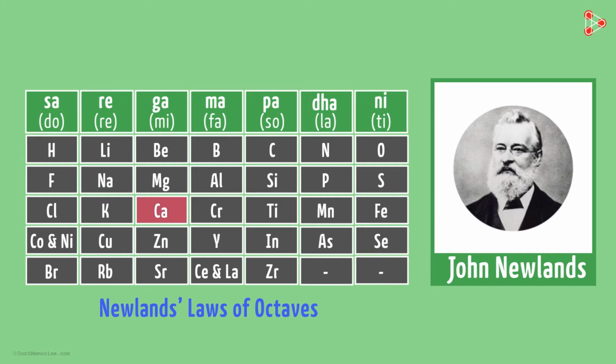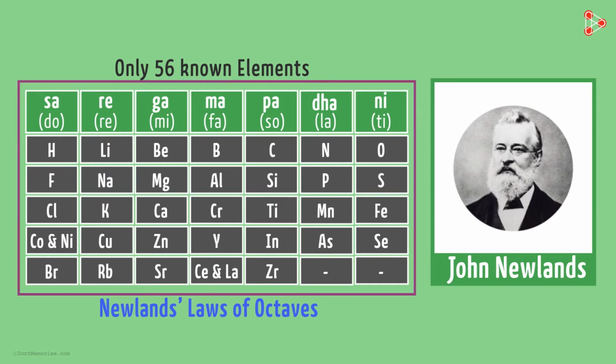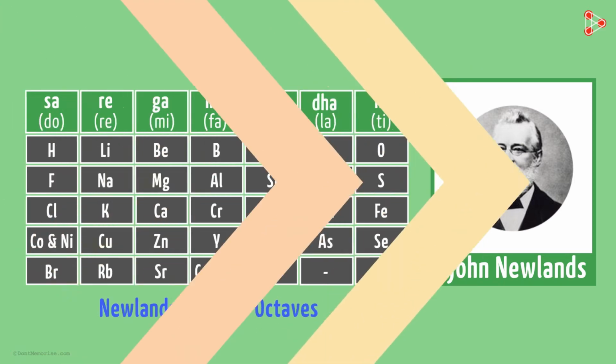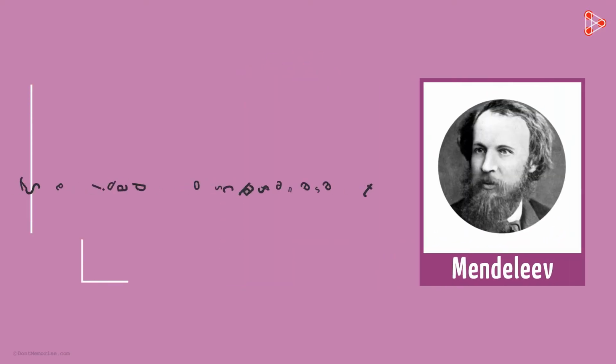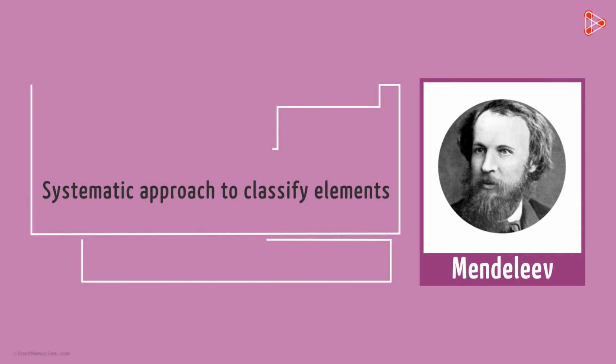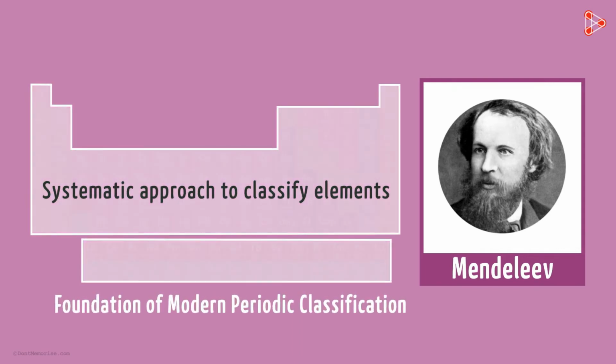By that time, only 56 elements were known, and Newlands assumed that no new elements would be discovered in the future. Of course, a lot of other elements were discovered, but none of them could fit the system. There were some more shortcomings in this system, and that is why this system was also ruled out. Later, a much better and well-defined system was put forward by a Russian chemist named Mendeleev, who gave a systematic approach to classifying elements. And his classification also formed the foundation of the modern periodic table.